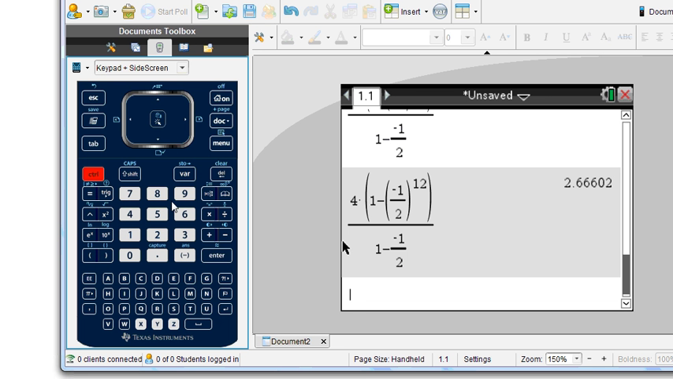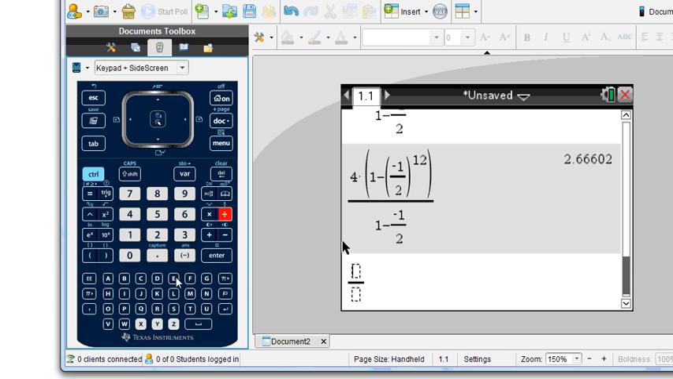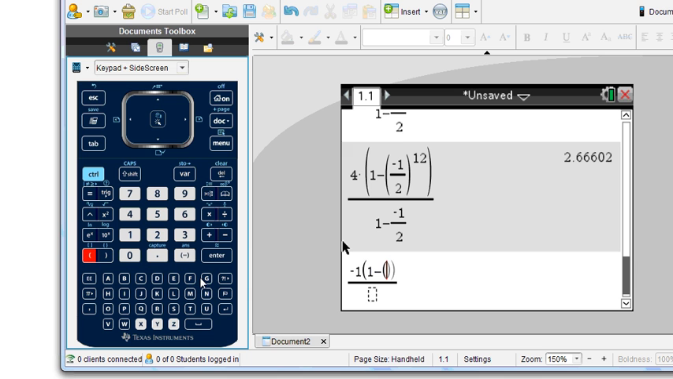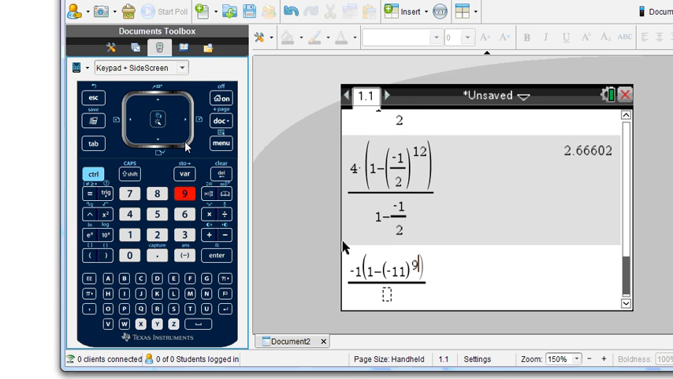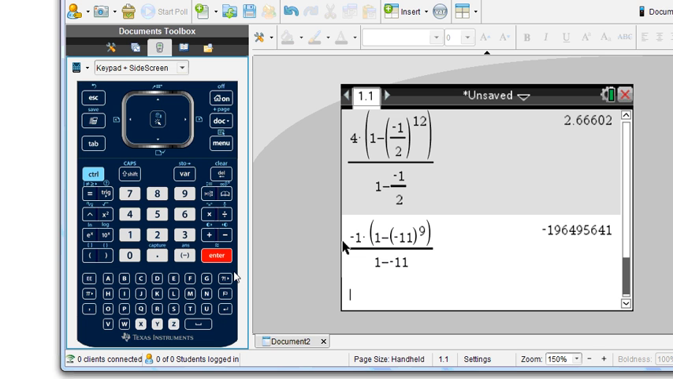We have a fraction. Our initial value is negative 1 times 1 minus, open parentheses, negative 11 to the power of, what did we say this was the power of? I think it was to the power of 9, wasn't it? And we divide this by 1 minus, put parentheses, negative 11, and I think that will do it. And we get negative 196,495,641. So let's go write that down.